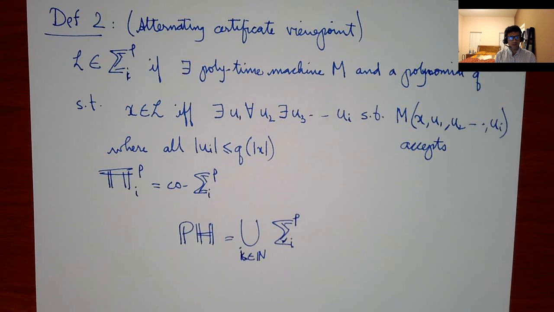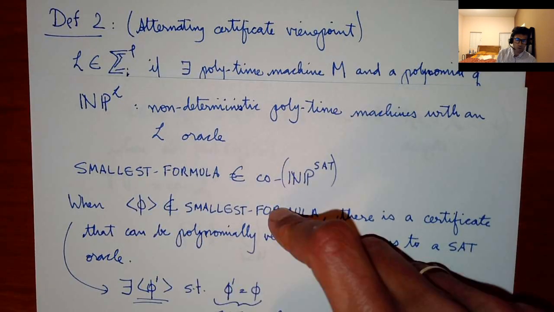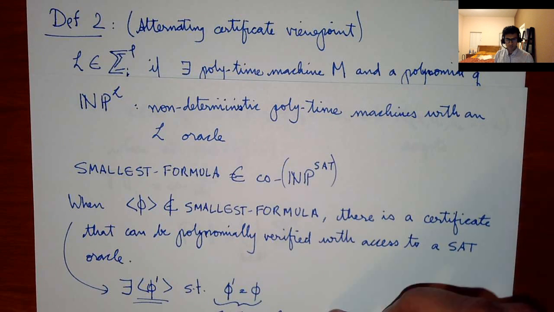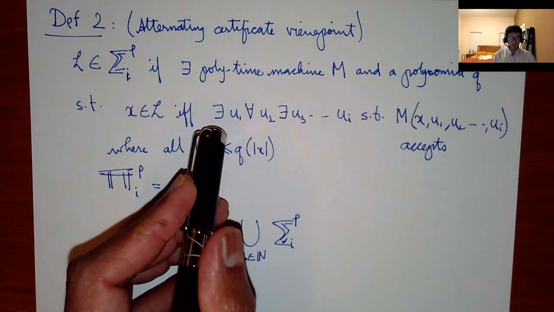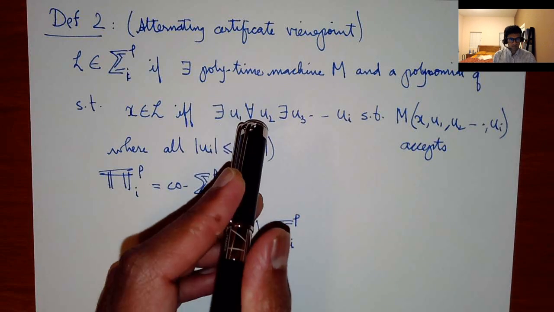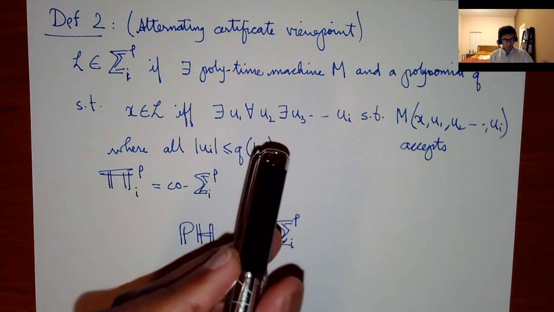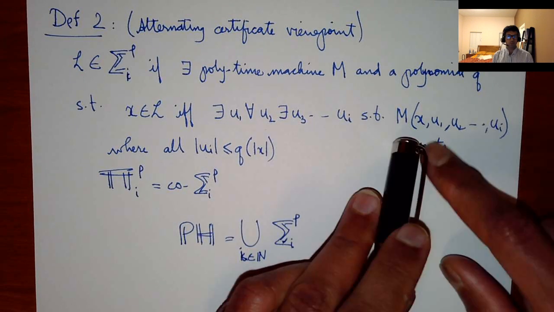Because if you wanted to understand the complement of smallest formula, which means that it is not the smallest formula, then the certificate will be the smaller formula, and for all inputs, the smaller formula computes the same value as the original formula. Right? That's what this machine will do.